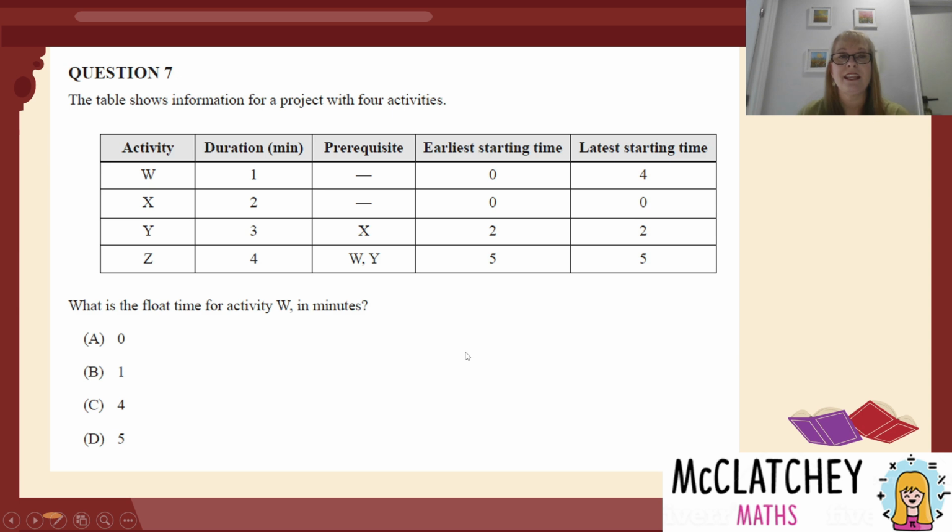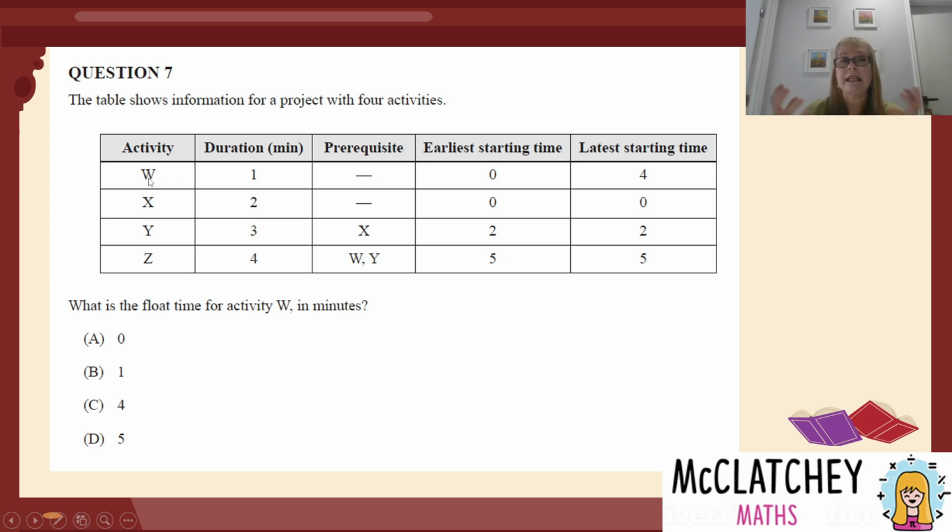Okay, let's move on to our second question. This is a decision mathematics type of question. The table shows information for a project with 4 activities, W, X, Y, and Z. They've got different durations. I can see that 2 of them have no prerequisite, which means they are the 2 starting activities. So the question is actually wanting me to focus on W. What is the float time for activity W in minutes? So this is activity W up here.